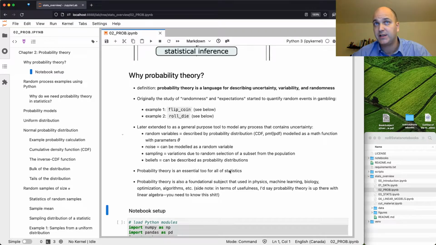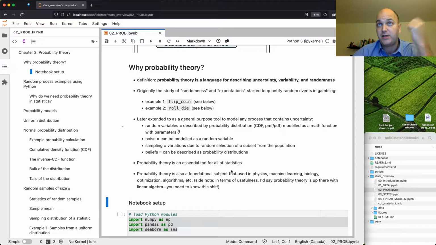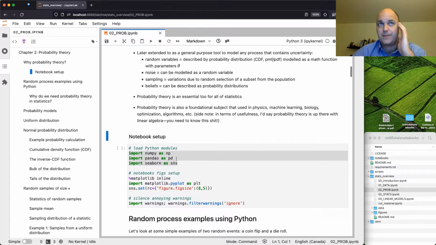So as I just said, statistics is built on probability. So you can't skip this section and just say, oh, give me the formula. You need to know what's going on. As a side benefit, probability is used not only in statistics, but in physics, machine learning, biology, optimization, there are randomized algorithms. It's good stuff. Okay, so let's get started.